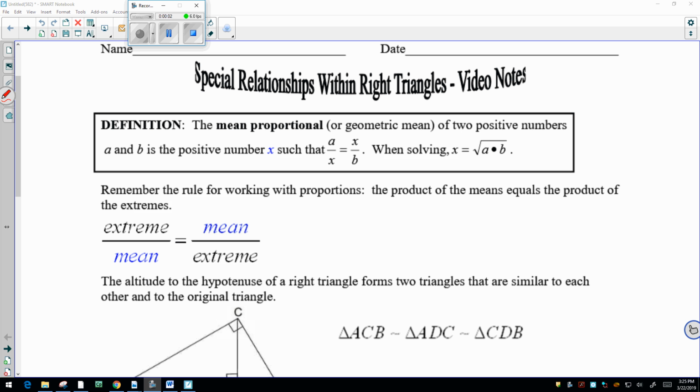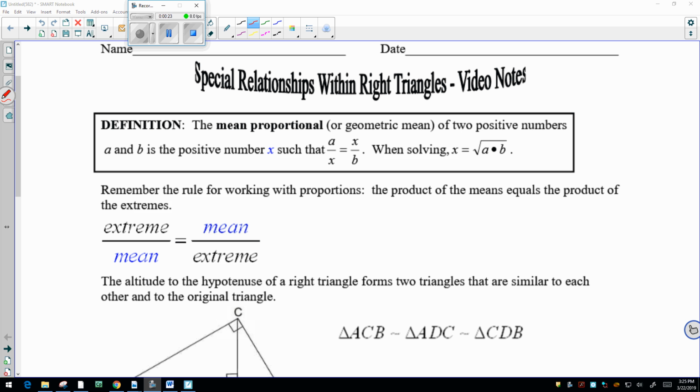So continuing on with our similar triangles, we are going to get a couple of special relationships that appear, and it's going to be within right triangles. So the big thing here is we need to make sure we have right triangles. I've seen this referred to two different ways, either the mean proportional or the geometric mean.